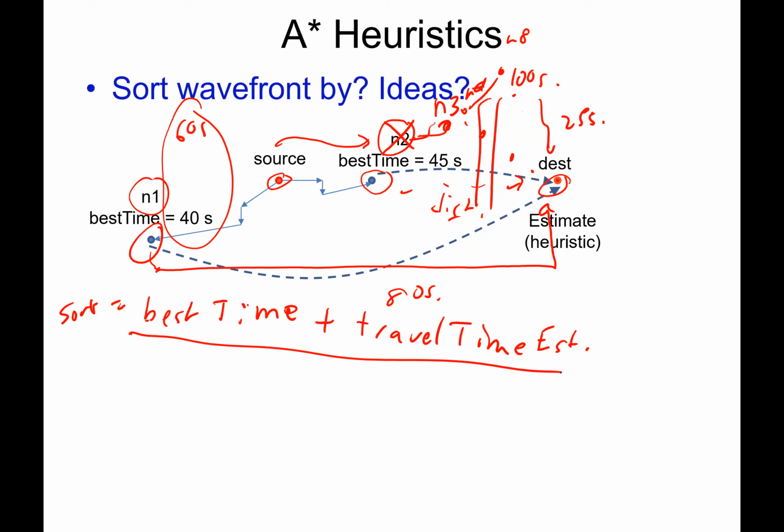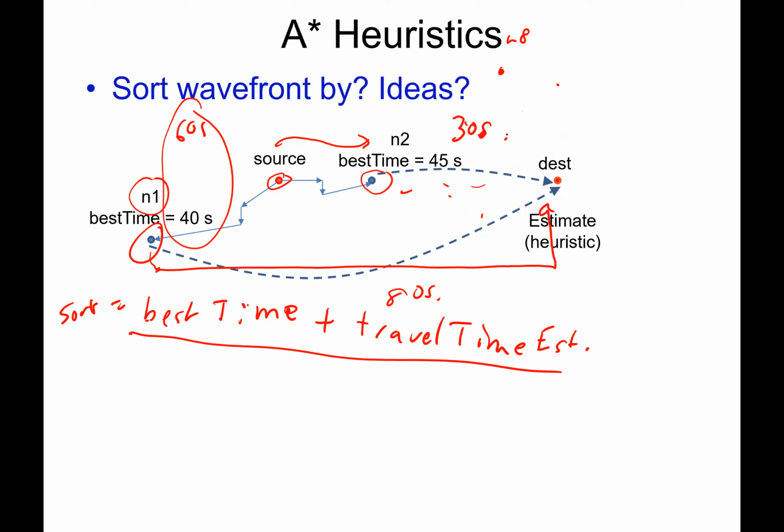But I guess I've given you another constraint that you've got to be careful about. If we estimated a low travel time, or we estimated a high travel time at some point. Well, let me give you another example. Let me erase all this, and let's say for N2, we estimate the travel time is 30 seconds. Actually, let me change that. Let's say we estimate the travel time is 50 seconds from N2. So we think our total time is going to be 95 seconds. And let's say that we estimated the travel time from N1 was 60 seconds, so our total time would be 100.